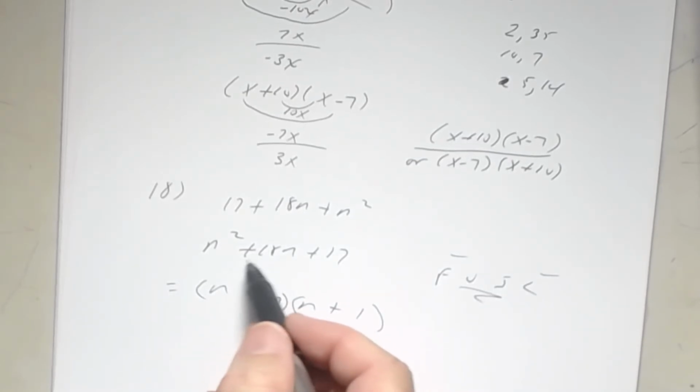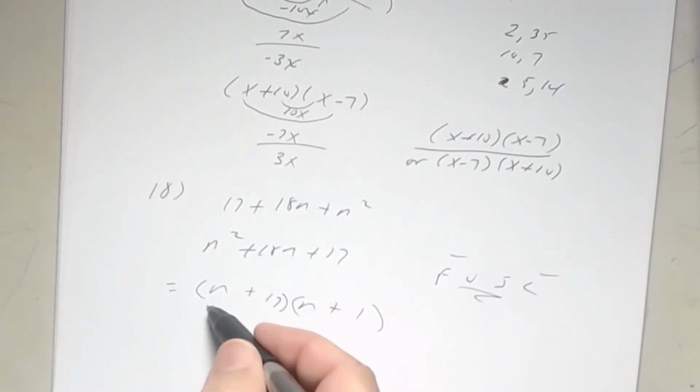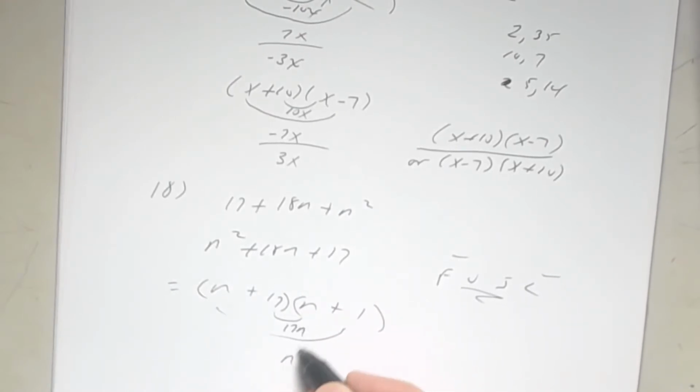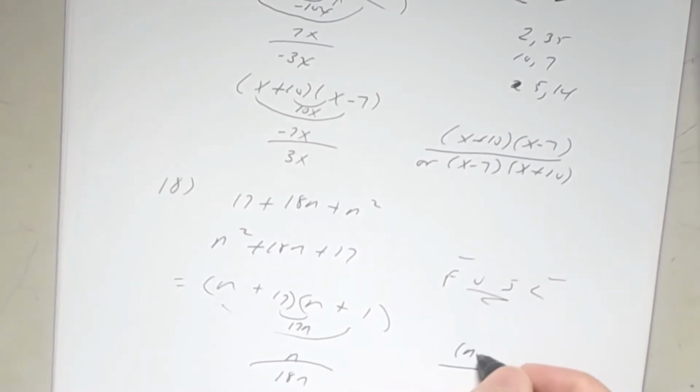All right, now once you fill in your two binomials, don't stop there, because all you've done was the first and the last. That you know for sure is correct. But you've got to do the outer and the inner, because you haven't done anything to make sure that you do get 18n. What's the outer? 1n. What's the inner? 17n. And when I combine like terms, what do I get? 18n. Which is what you wanted. So there's your answer.